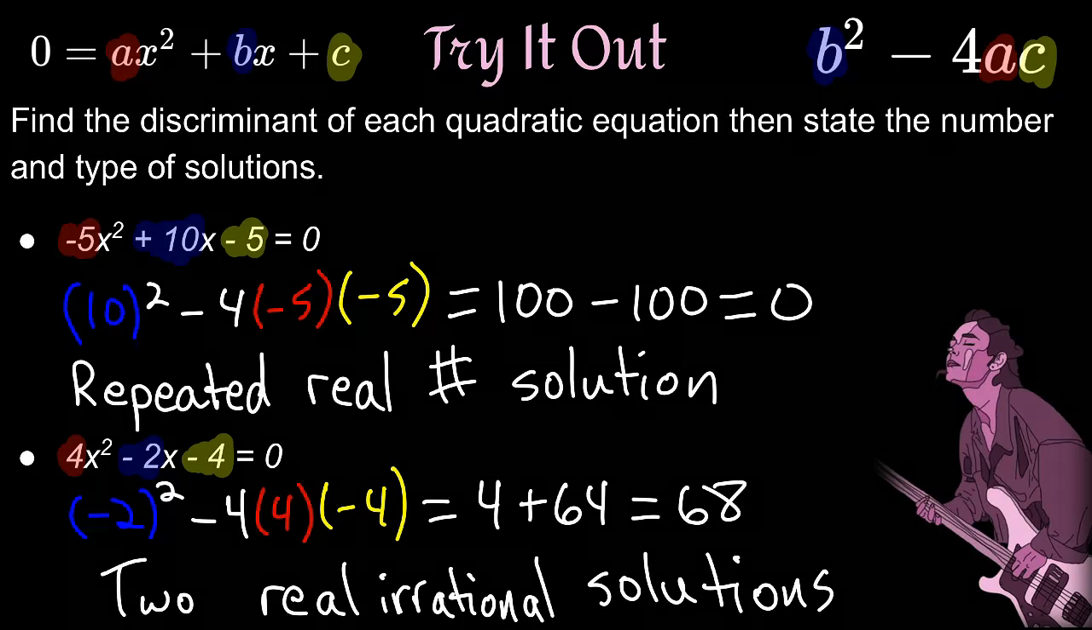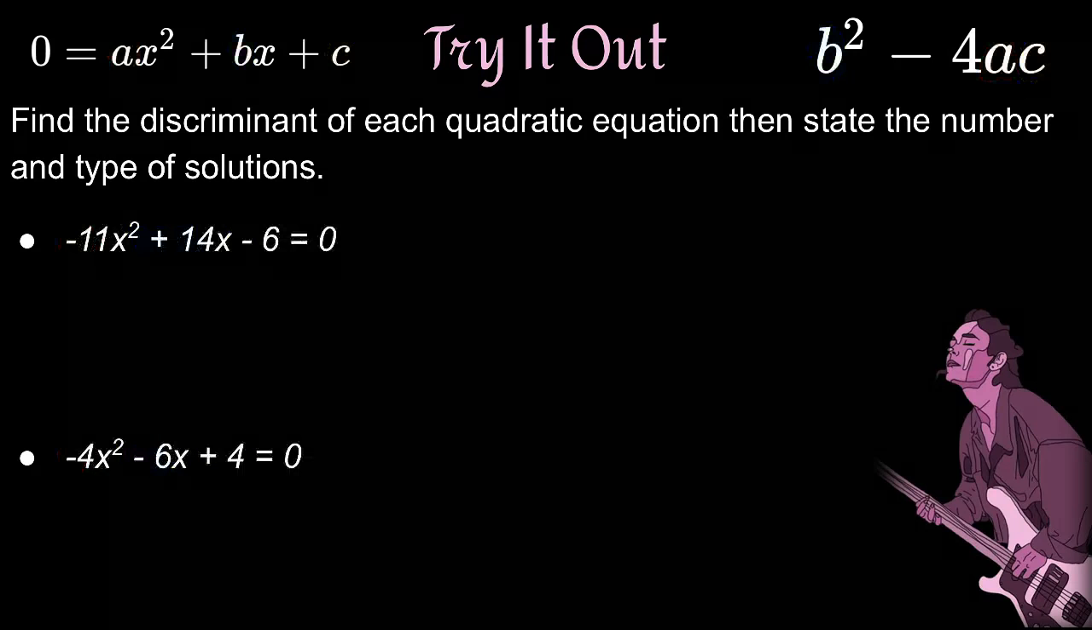So we have two irrational solutions there. Are there any questions about that one, or is everyone pretty good with this discriminant so far? All right. I'd like you to try the next one, if you would, please.